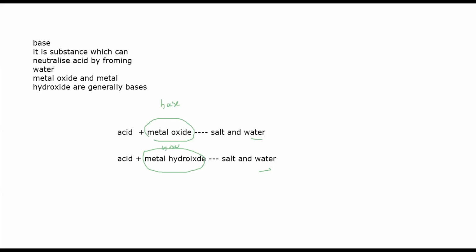Metal hydroxide, I wrote base. Base is a substance which can neutralize acid and form water. Normally metal oxide and metal hydroxide are the base. And if you can dissolve the base in water, you call that an alkali. For example, sodium oxide or sodium hydroxide. Both are water soluble. So if metal oxide or metal hydroxide can dissolve in water, we can call them alkali.